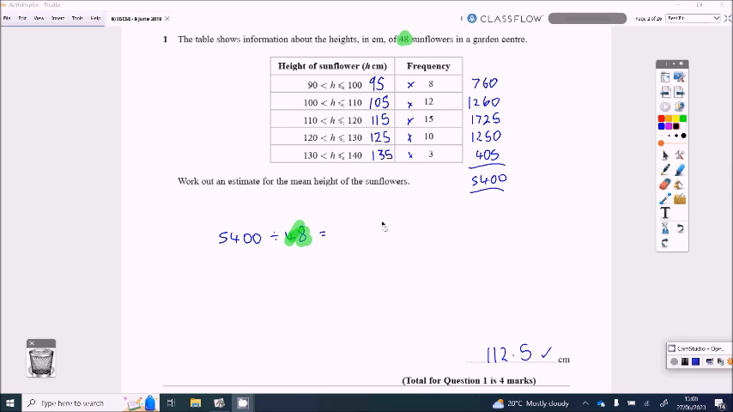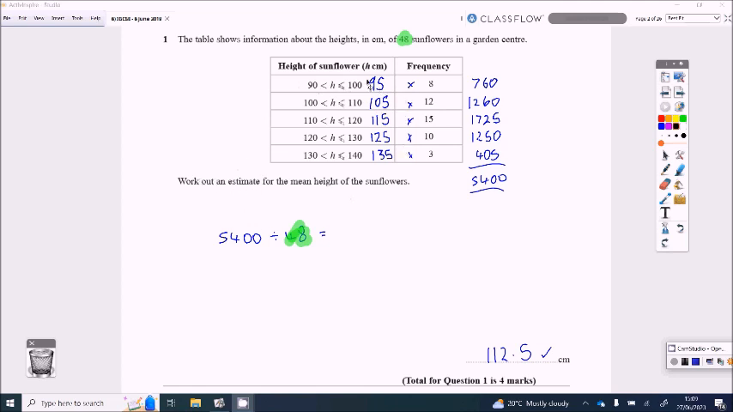So the first thing we do is we find the midpoint of these ranges here. Halfway between 90 and 100 is 95, halfway between 100 and 110 is 105, and so on. And from then onwards, we're just going to pretend these 8 sunflowers are exactly 95 centimetres high, and these 12 sunflowers are exactly 105 centimetres high, which of course they're not. They're somewhere in these ranges, but that's why it's an estimate for the mean.